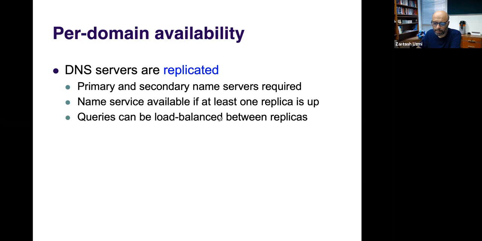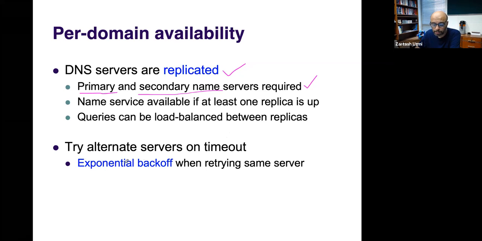Per domain availability, DNS servers, as we had said, are replicated. There are primary and secondary name servers. So if you look at the network configuration in your machine, you will see 2 DNS servers, primary and secondary. You will contact the primary one. If it doesn't respond or fails, then you will contact the secondary DNS server. So the name service is available if at least one of the replicas is up. And the queries can also be load balanced between the replicas.